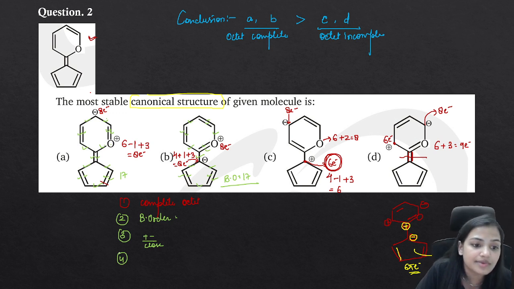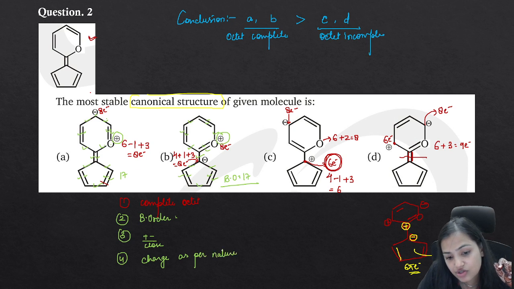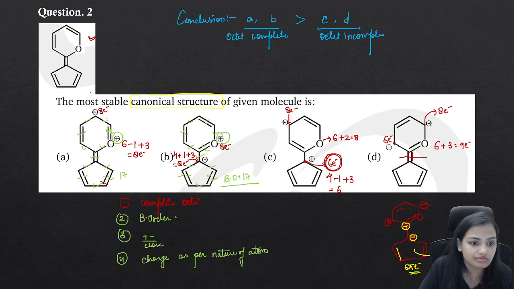The charges must be as per the nature of the atom. So are the charges as per the nature of the atom? Over the oxygen we do have a positive charge, and here also we have a positive charge. This is a carbon with a negative charge, and this is again a carbon with a negative charge. No conclusion drawn. Both have oxygen with a positive charge.